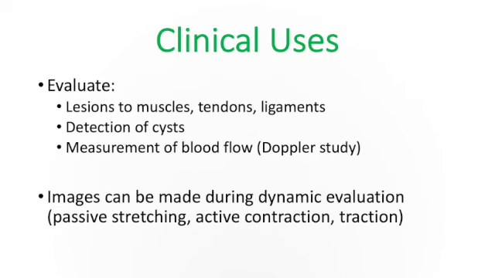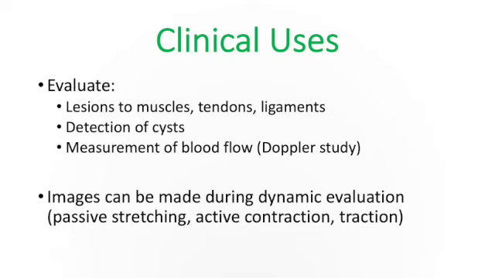So what we're going to use this for is to evaluate lesions in muscle, tendon, and ligament. We can also look at things like rib fractures. It is very good for the detection of cysts, whether it be a ganglion cyst or a Baker cyst or something of that nature.